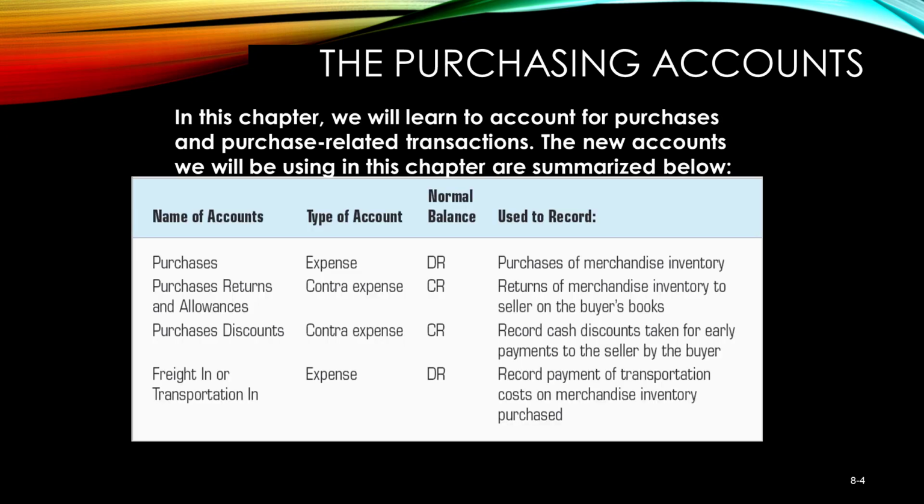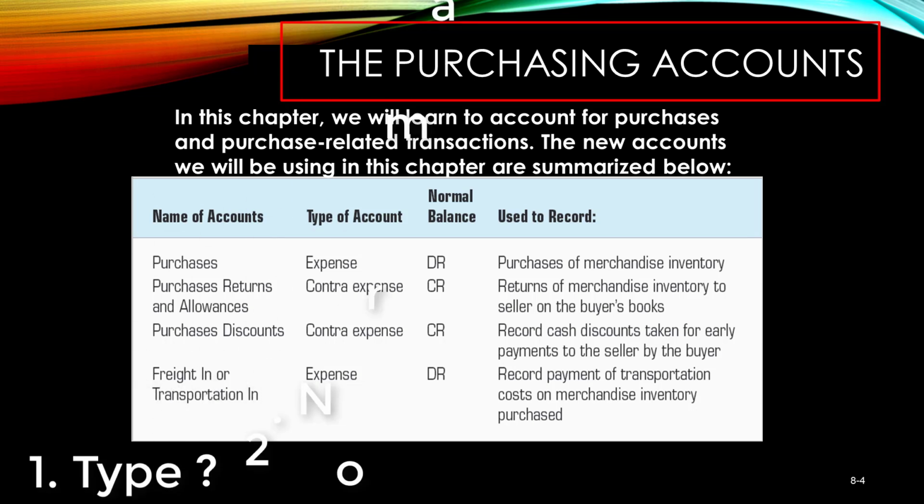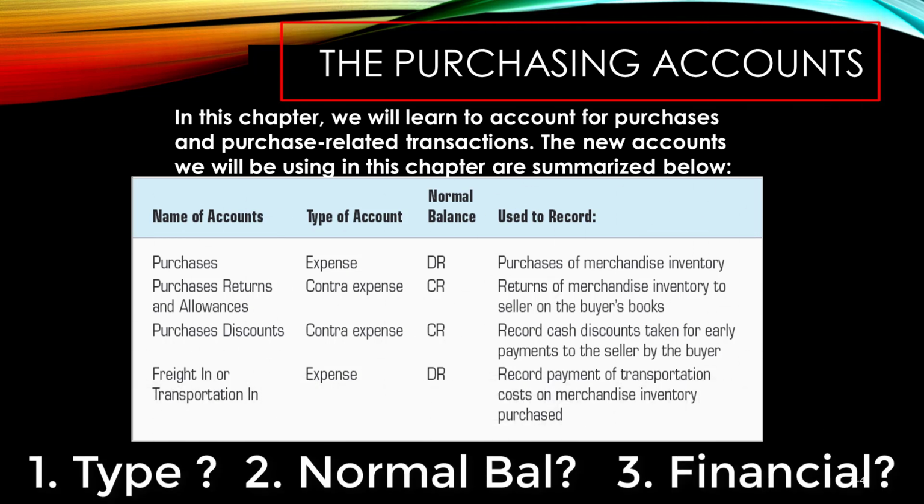Just like on the sales side of the house, the purchasing side of the house will require the knowledge of a new set of accounts. In this chapter, we will be accounting for purchases and purchases-related transactions. As we did in the last chapter, every time you learn an account, ask yourself 3 things. What type of account is it? What's its normal balance? And which financial statement will the account appear on?